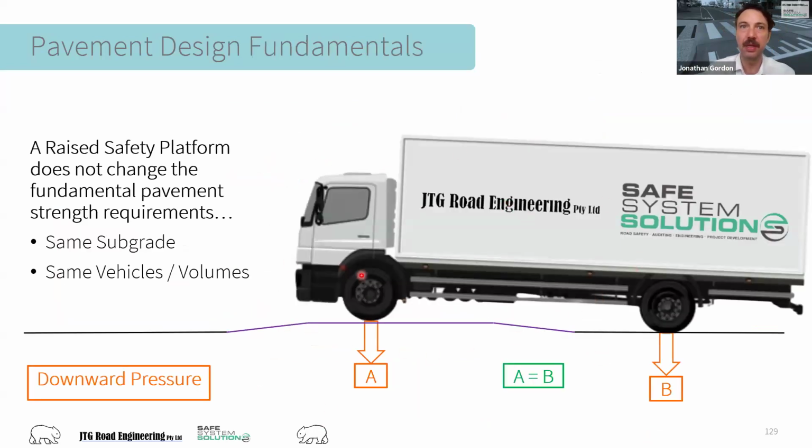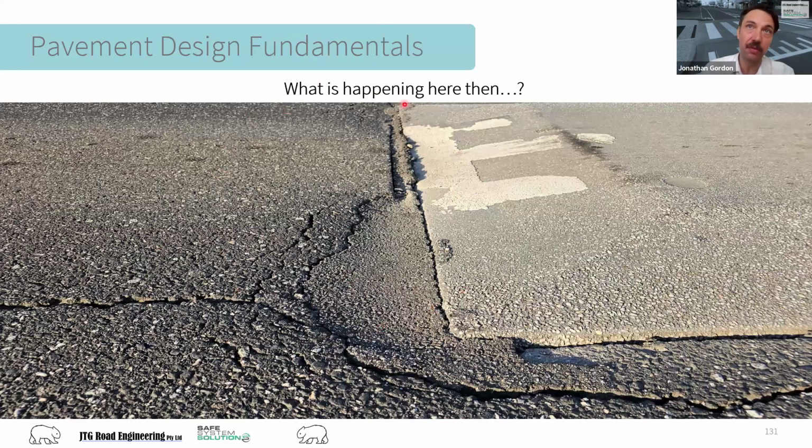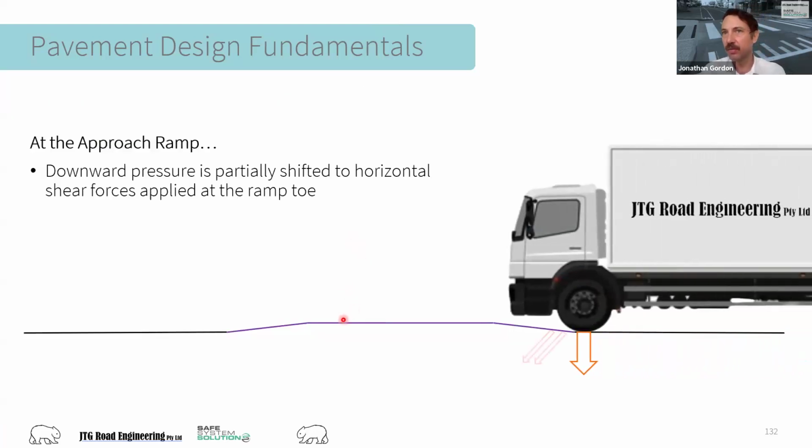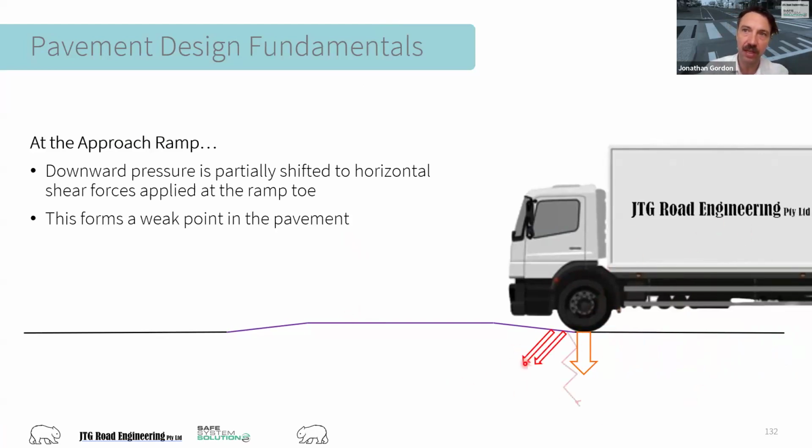Just very quickly, talking about downward pressure again, it's the same whether it's on a ramp or over here. Our design is based on the same subgrade and same vehicle volumes. But we may find ourselves with a few issues such as this. There are some issues at the toe of this ramp. Why are we looking at that? It's because as our truck arrives with its downward pressure, some of that weight is shifted to shear forces here. And that can cause a weak point at the toe of our ramps.